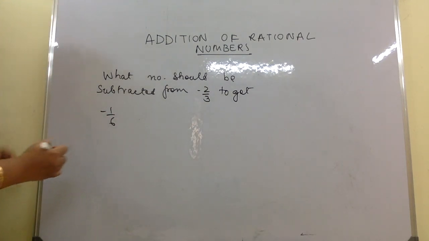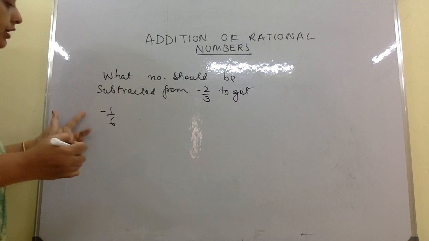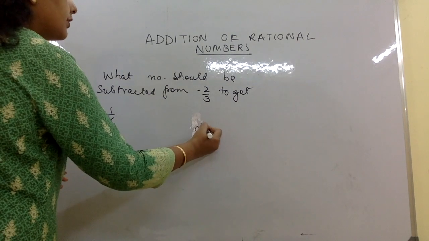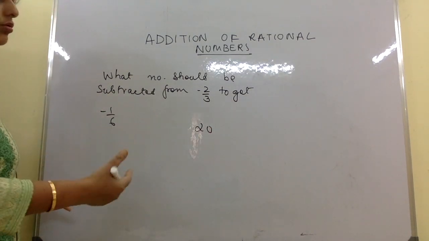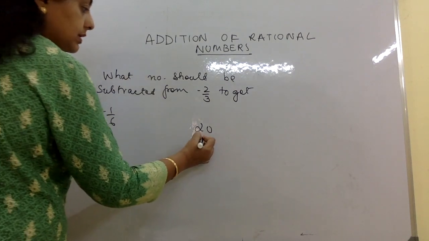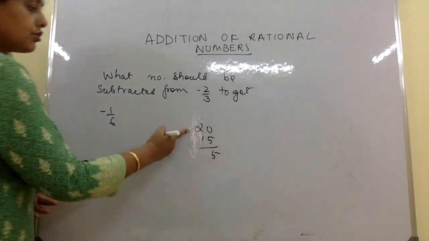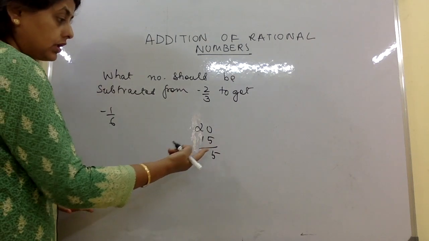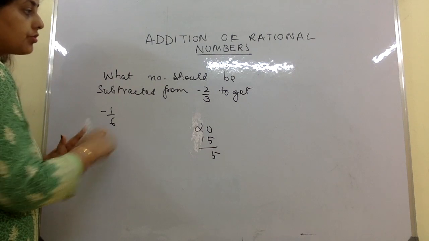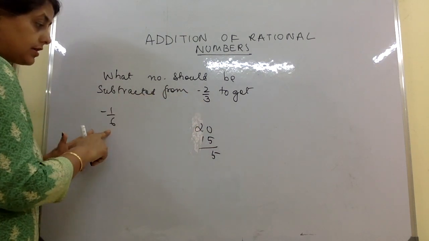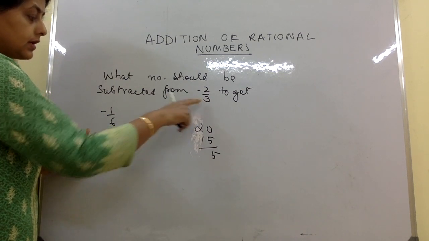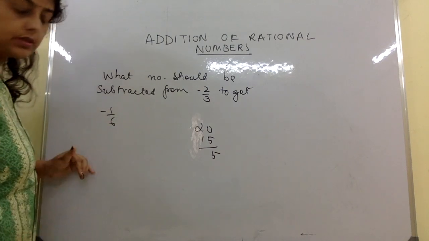What number should be subtracted from minus 2 by 3 to get minus 1 by 6? Now, what number should be subtracted from 20 to get 15? Supposing I give you a question like this, you will subtract 15 and get a 5. So 5 should be subtracted from 20 to get 15. So what number should be subtracted from this to get this? So from this I'll subtract this and go for the other number.